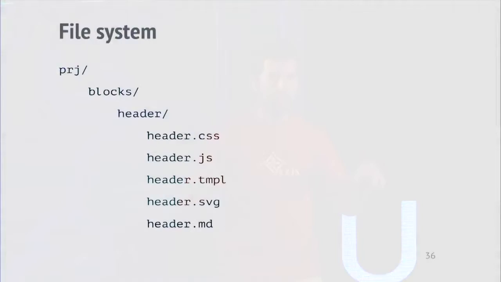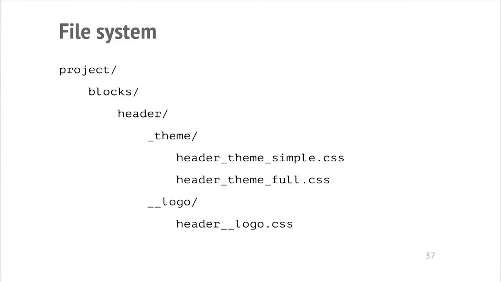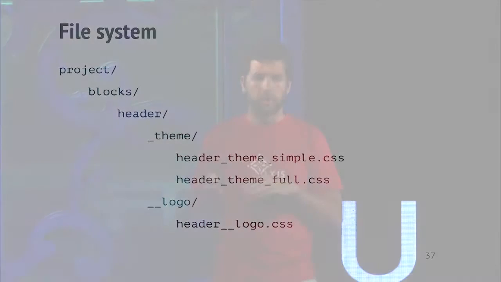First of all, let's try to collect everything about a block in the same folder. So now we can easily find every part, and when we try to reuse it, we can just copy the whole folder. Everything will be inside. We can go even further and split blocks into elements and modifiers. So if you've got a block with optional modifiers or optional elements, we can use just the pieces we really need.